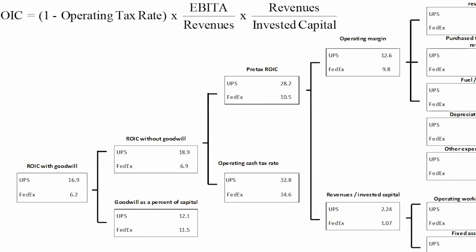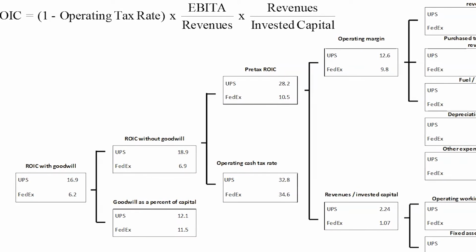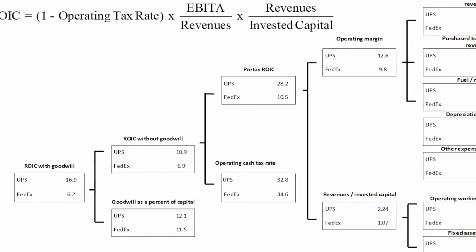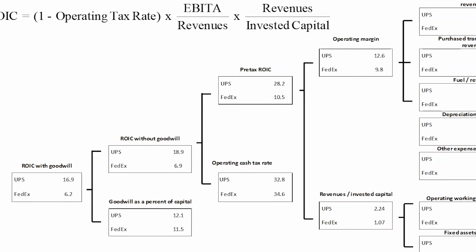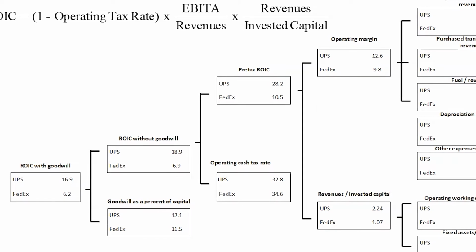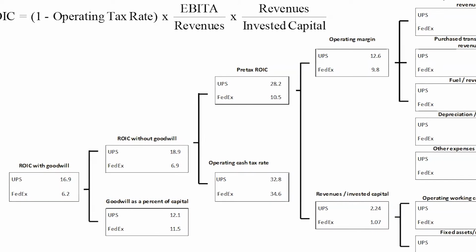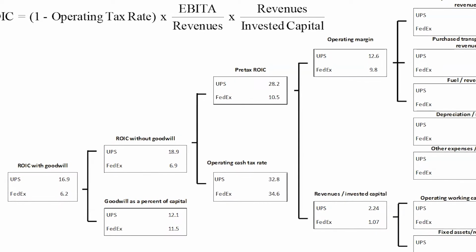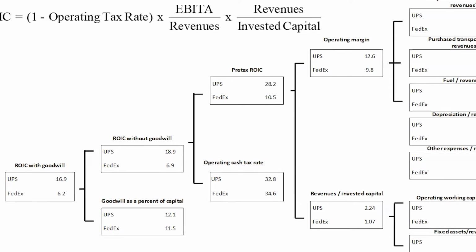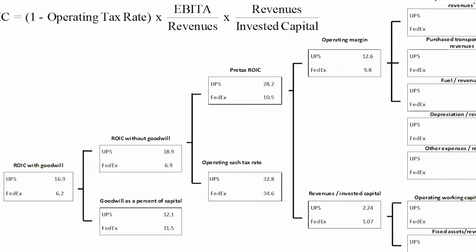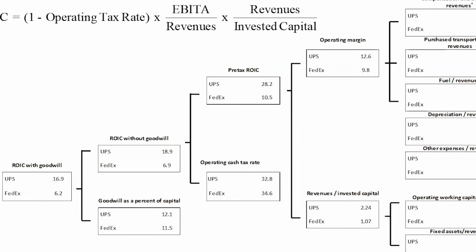difference is bigger here. So now UPS has a return without goodwill of almost 19% and FedEx of almost 7%. And we can look at goodwill as a percentage of capital and see that UPS actually has more goodwill as a percent of invested capital, so they've made more acquisitions. It's not that big of a difference, but if anything, it's tilted towards UPS.